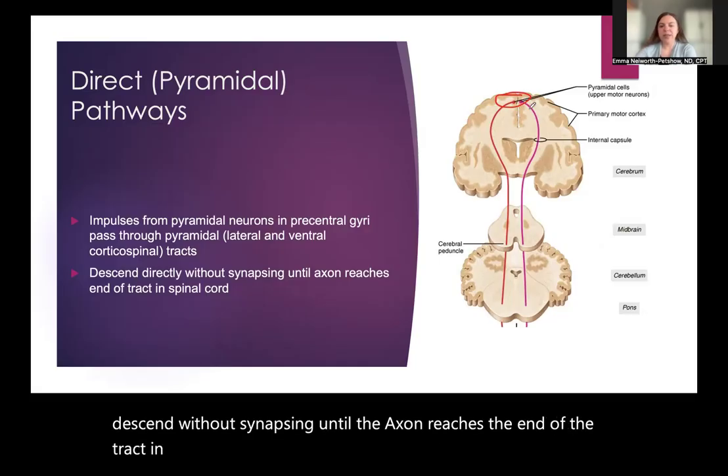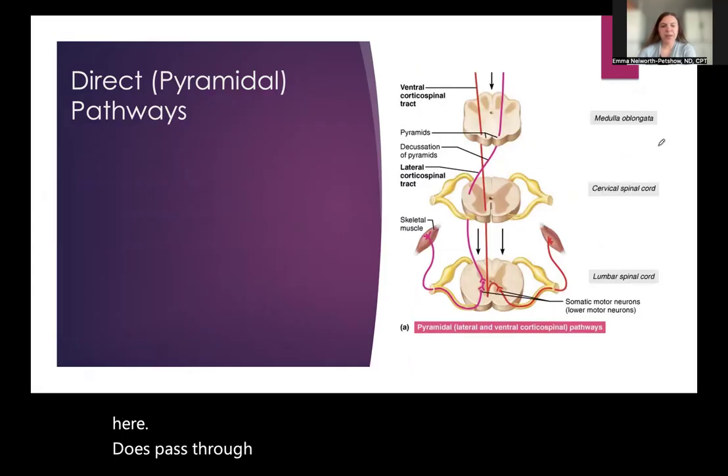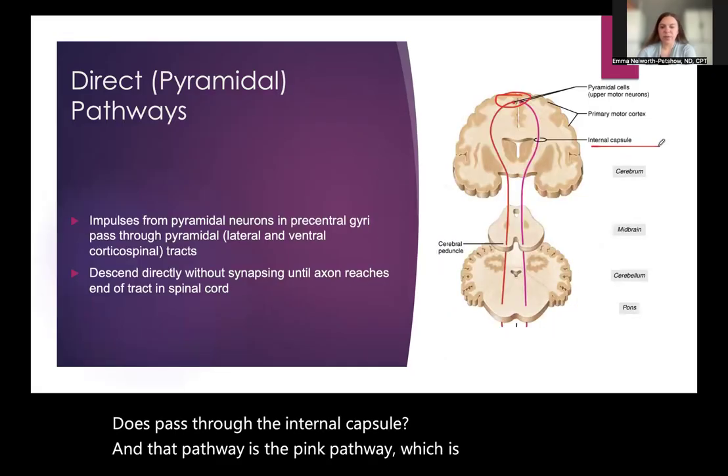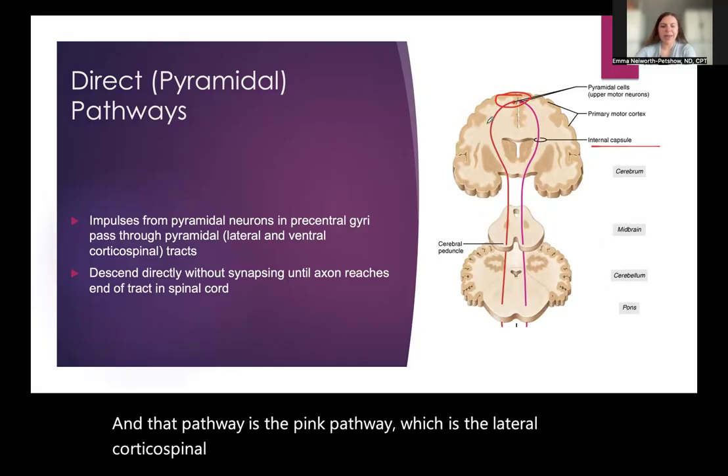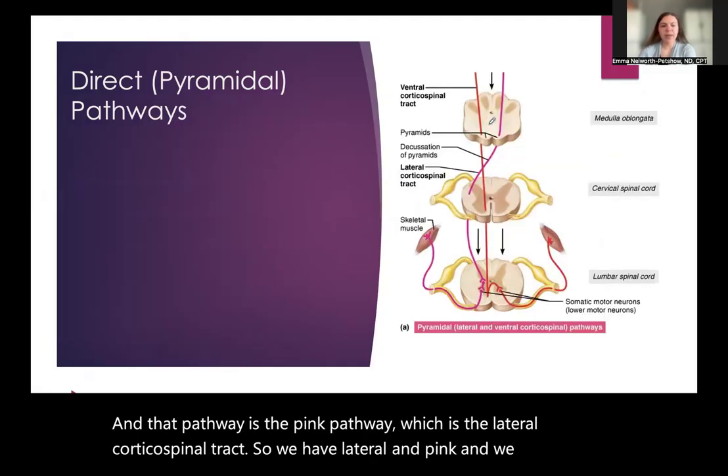And it's important to note that this pathway here does pass through the internal capsule. And that pathway is the pink pathway, which is the lateral corticospinal tract. So we have lateral in pink and we have ventral in red.